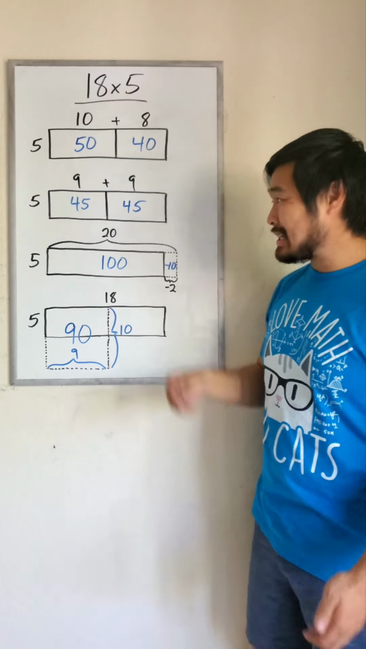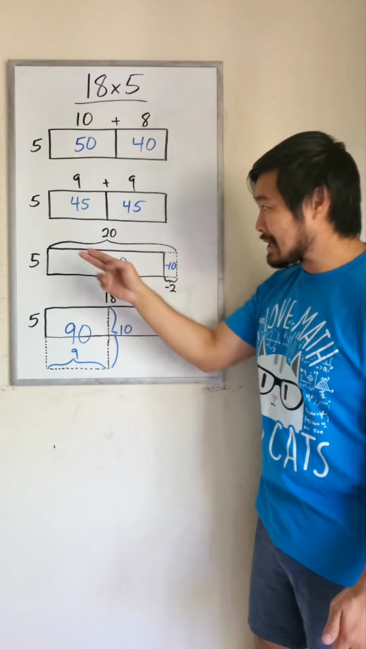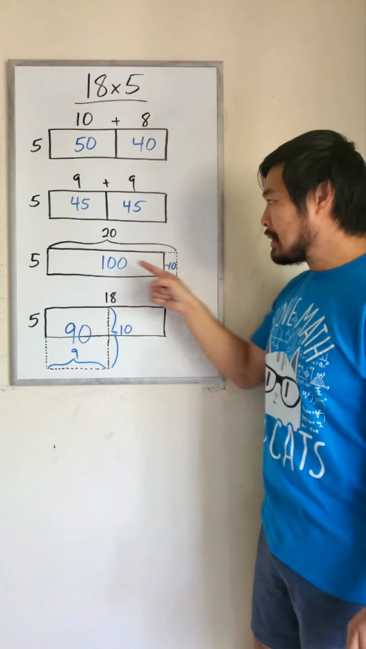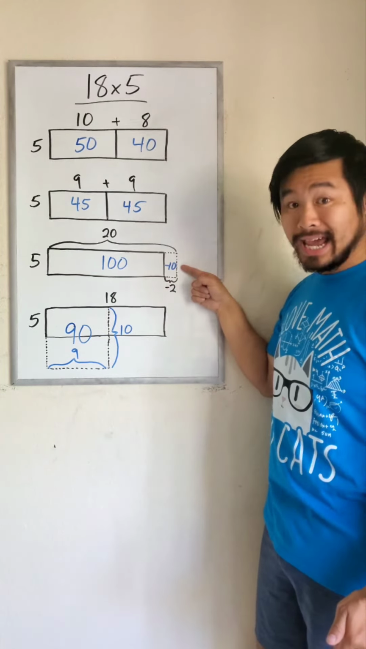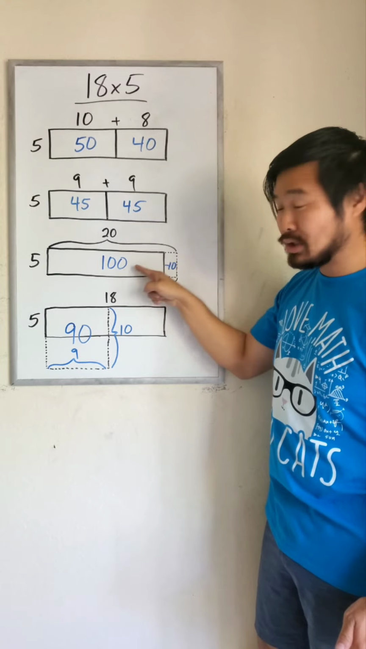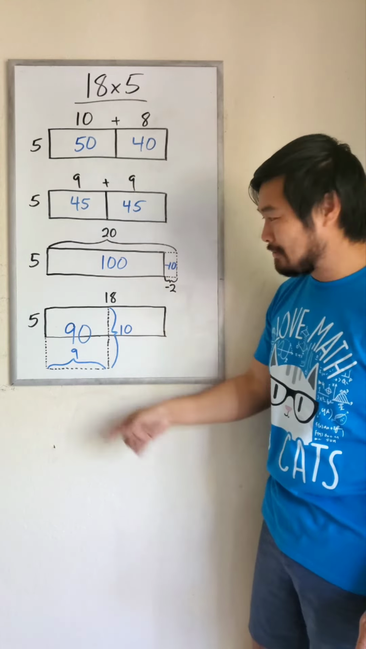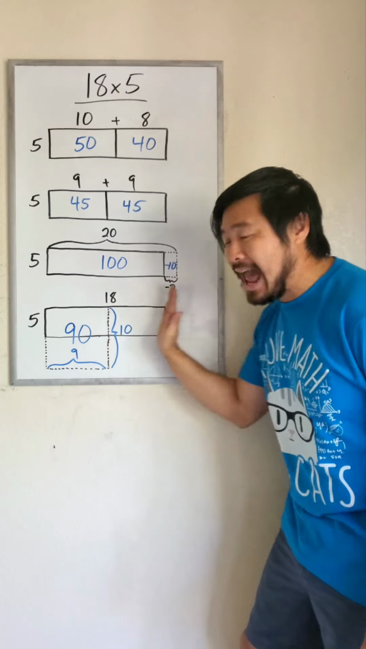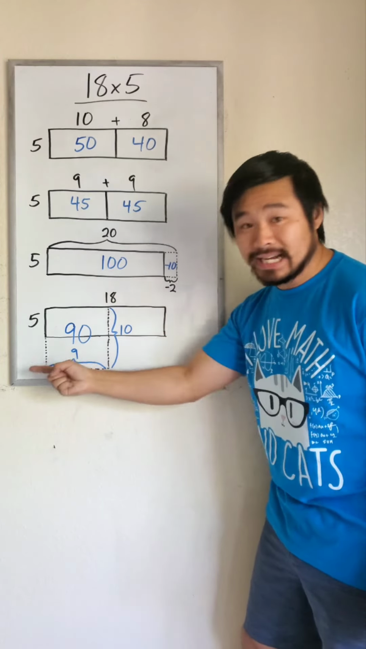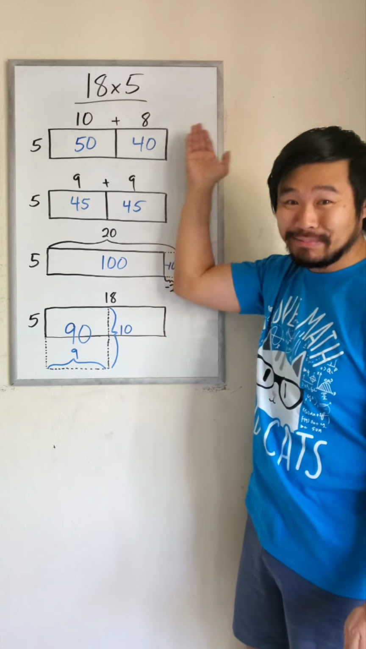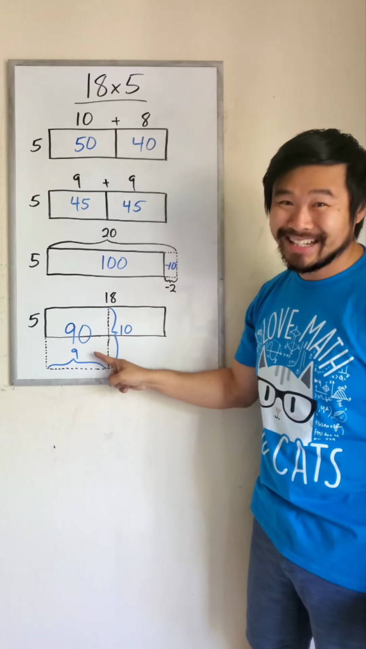We can also think of 18 as 20 minus 2, because 5 times 20 is 100, but we went over 18 by 2, so we have to do 5 times 2, which is 10, and take that away. 100 minus 10 is still 90. And we can also double and half. We can double 5 and half 18 to make it 10 times 9. 10 times 9, in my opinion, is much easier than 18 times 5. We would still get 90.